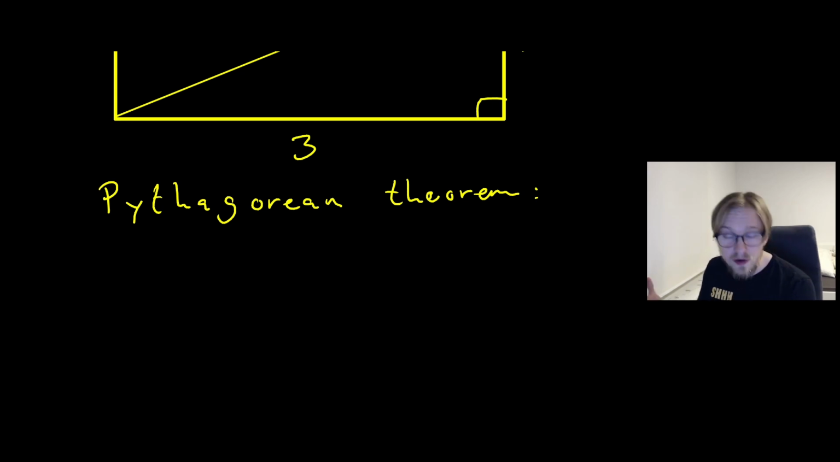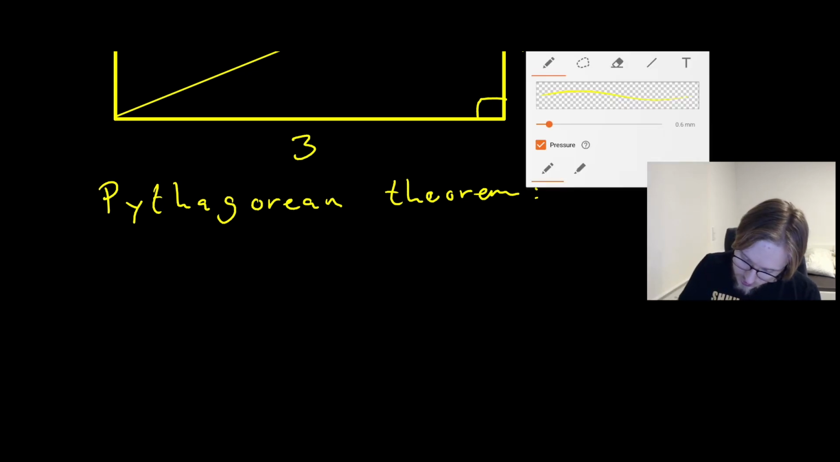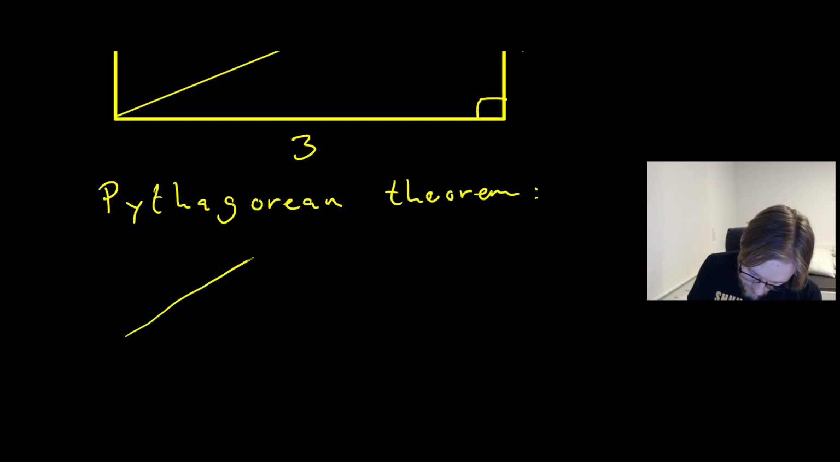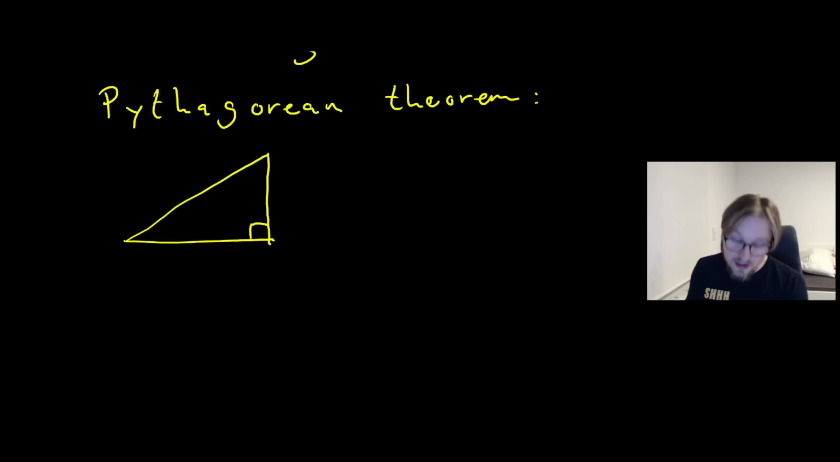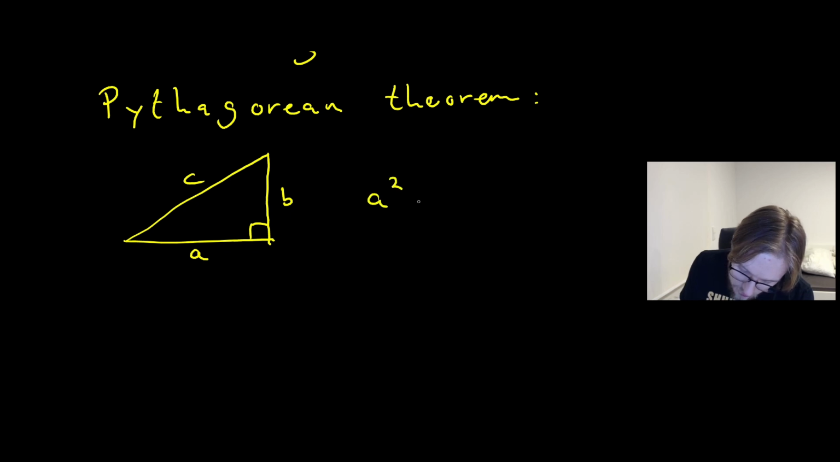Now, the Pythagorean theorem relates the length of the hypotenuse of a right-angled triangle to the two sides of the triangle. So let me draw a triangle here that is right-angled, like this. Now, if we have such a triangle, we denote the length of the two sides A and B, and the hypotenuse length by C, then the Pythagorean theorem says that a squared plus b squared is equal to c squared.